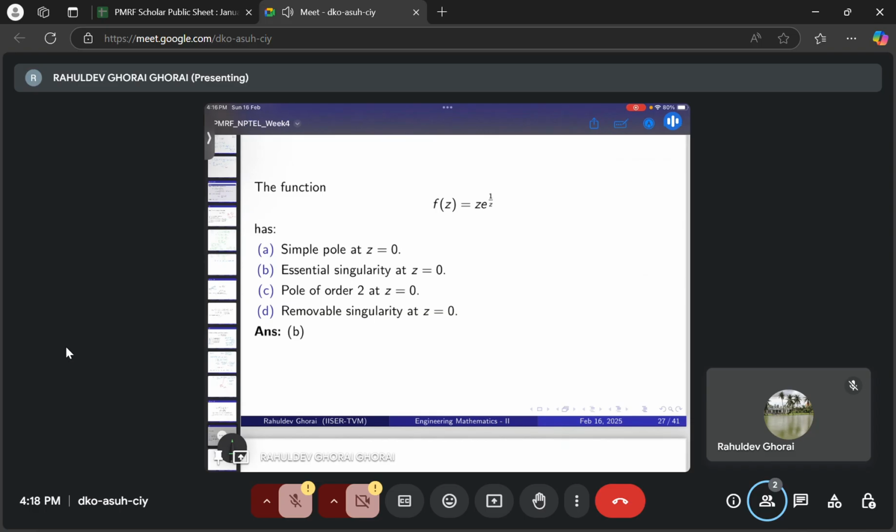Yeah. So now whether z equals 0 is a simple pole or not. So z equals 0 will have a singularity, you can see 1 by z type of forms are there. But whether it is a simple pole.